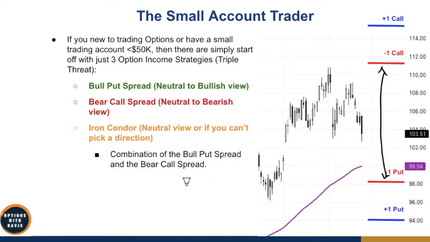So all you need when you're just starting out is these three strategies. Just these three strategies would basically encompass all the movements in the market. If you are bullish on the market, use a bull put spread. If you think the market is going down, then use a bear call spread. If you're not sure where the market is going, or you see that the market is going sideways, then you can use an iron condor. So in all market conditions, all situations, you have it all covered with these three strategies. There's no need for you to go and look for any other strategies for now.